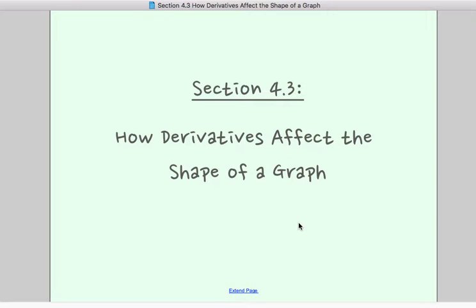Good morning and welcome to section 4.3. Today we're going to look at how derivatives affect the shape of a graph. So we're going to be looking at first and second derivatives and how you can use that information to know what the graph of a function would look like.